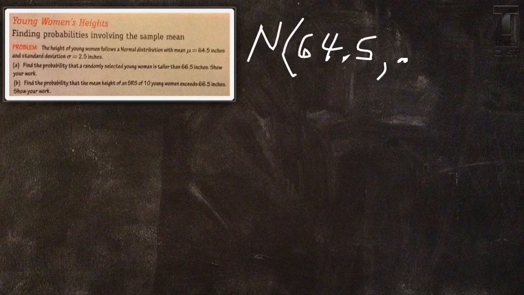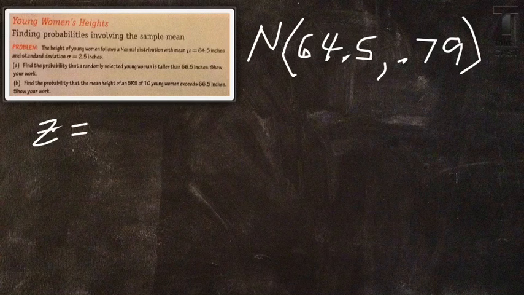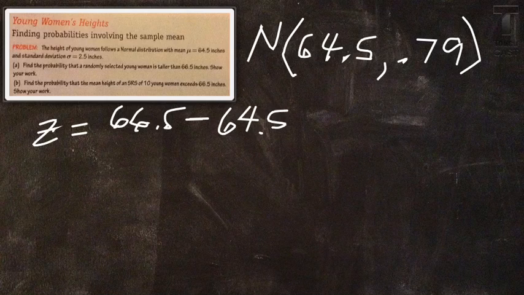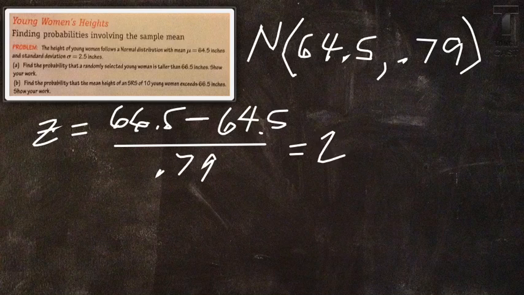So now we know that we have a normal distribution. Our mean is still 64.5, that was given. Now we're dealing with a standard deviation of 0.79, which we just looked at. Let's standardize our value. Let's get a z-score. We're looking at exceeding 66.5 minus the mean 64.5 over our standard deviation 0.79. This z-score is 2.53.